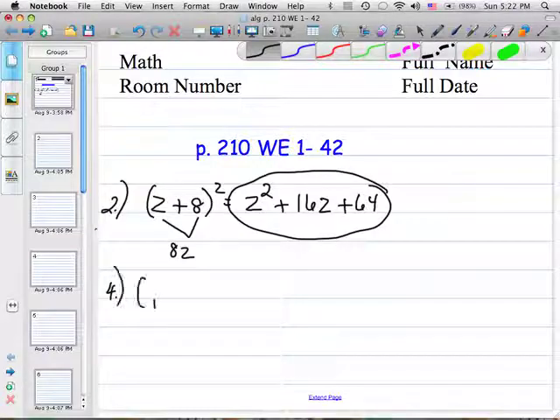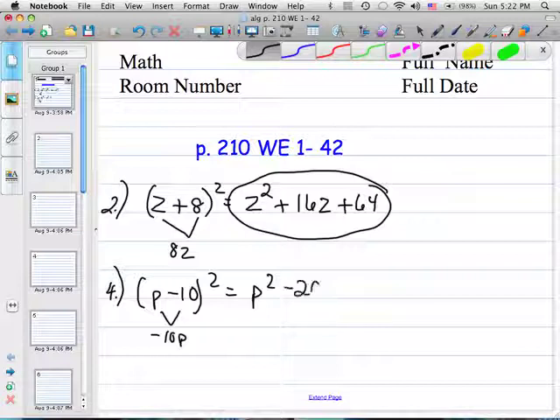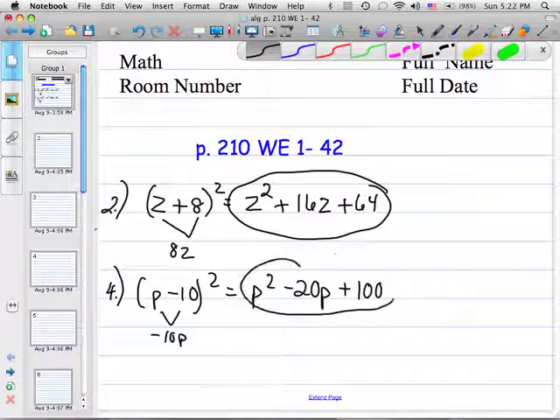Problem number 4, I have p minus 10 quantity squared. First term is squared. Middle term is twice the product of these two. That's a negative 10p by multiplying, so the middle has to be negative 20p. And last term is positive 100. Negative 10 times a negative 10 is positive 100.